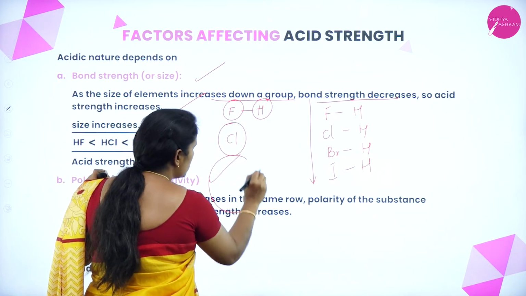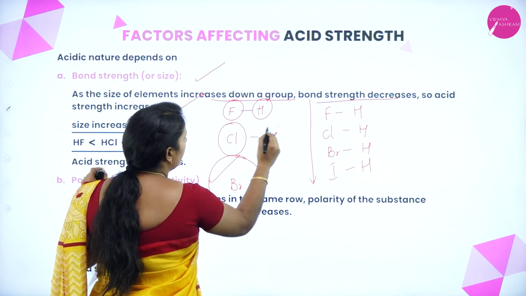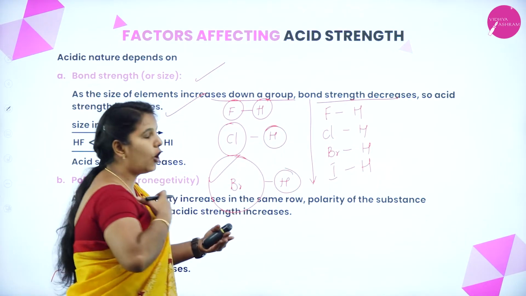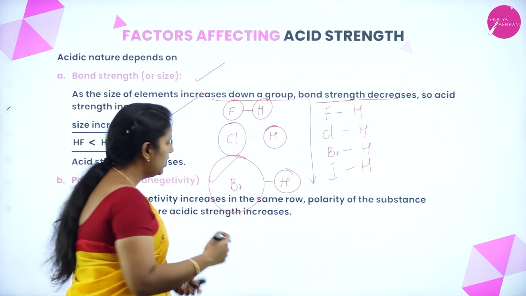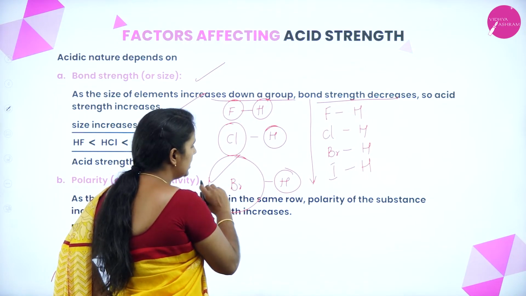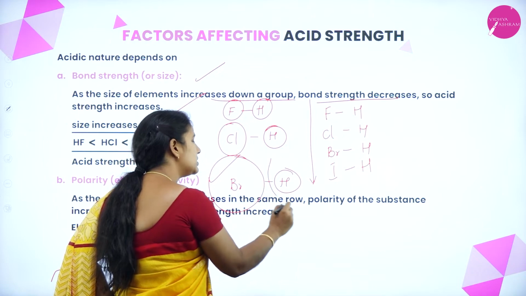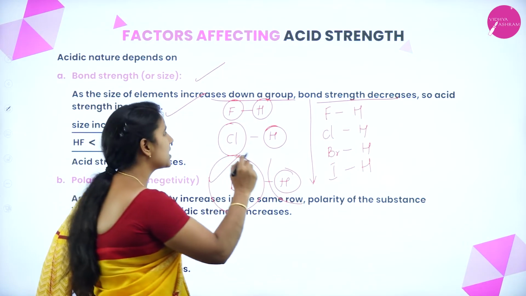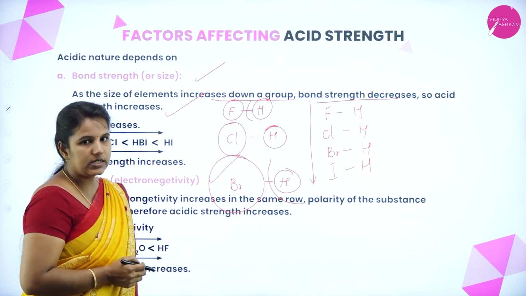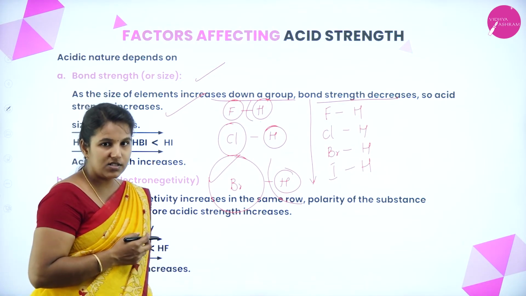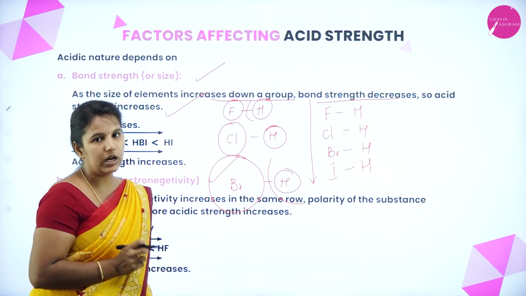The size is also going to be increased. Correct, no? So the bond length will also increase. As the size increases, the bond length also increases. So it's very easy to break this bond compared with the smaller atoms. This indicates that the bond strength will go on decreasing as we move down the group.